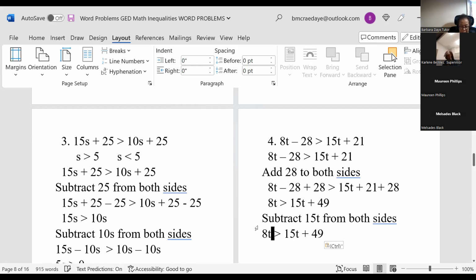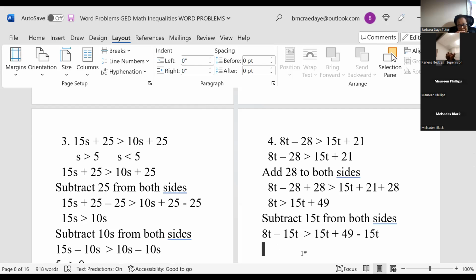Okay, so that would be minus 15t on the left and minus 15t on the right. So what do I have on the left side, Mercedes? On the left side, you're going to be left with 8t. What's 8t minus 15t? 8t minus 15t, you have 6.